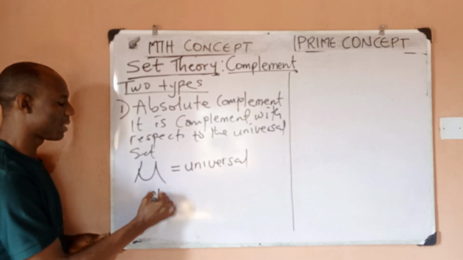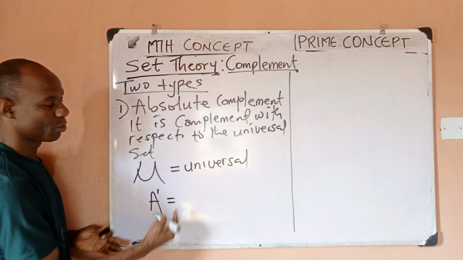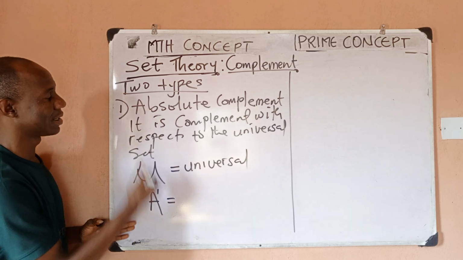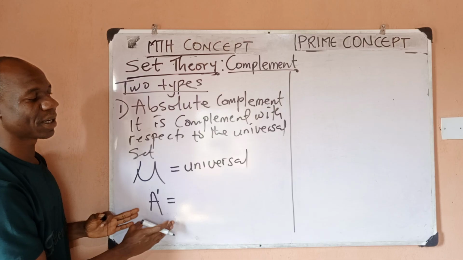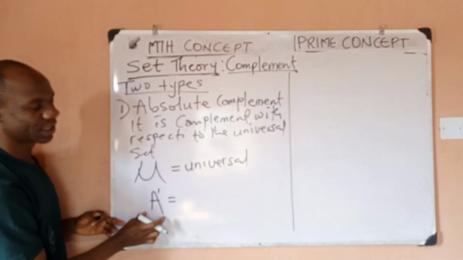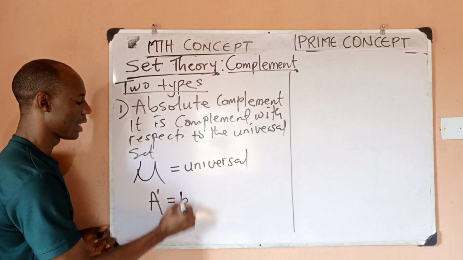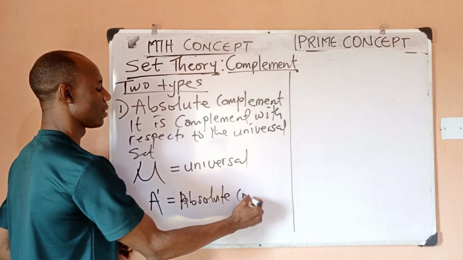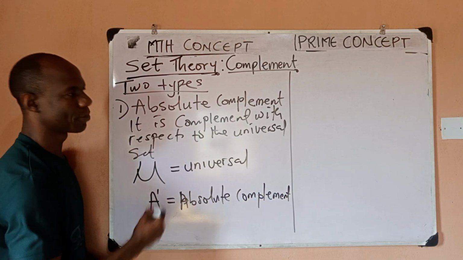Say, for example, we want to talk about the absolute complement of a set A. It will be denoted by this, with a prime. So this means complement. I'll be calling it complement for short, but you should notice that it is absolute complement we are referring to, complement with respect to the universal set. This is the symbol for it, A prime. So this is called absolute complement.